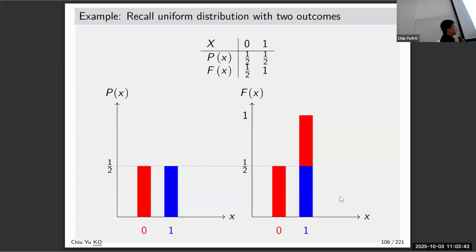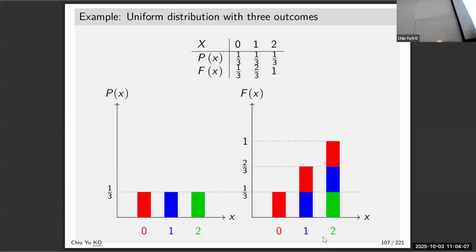Suppose you focus on the simplest case, uniform distribution over integers. If you have 0 and 1, equally likely, this is the P, and the F is just stacking. Nothing new there. And if you have 0, 1, 2, each one is equally likely with probability 1/3. And you stack it up, this is F. You can imagine that you have 4, the same, 5, the same.